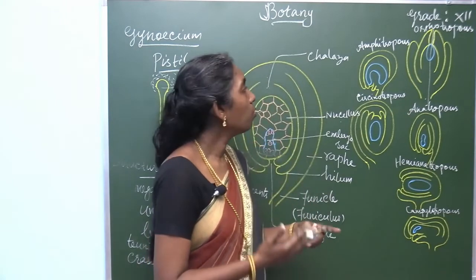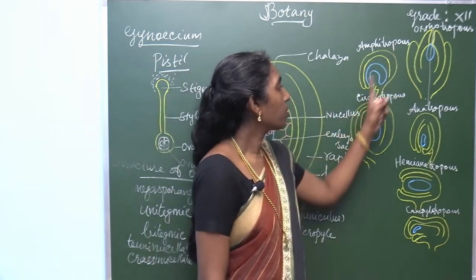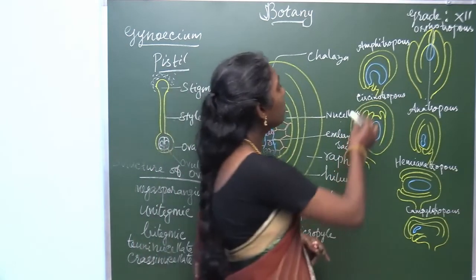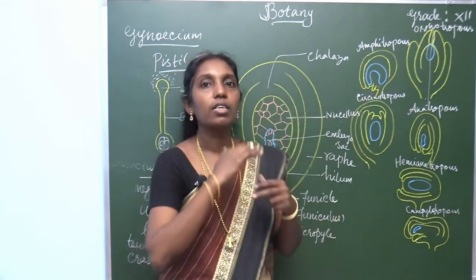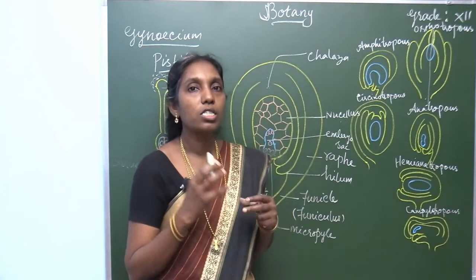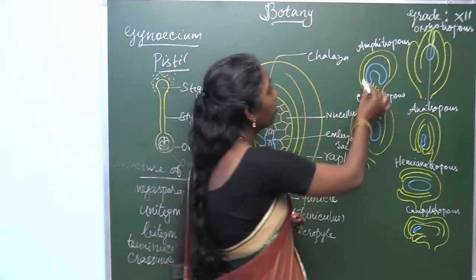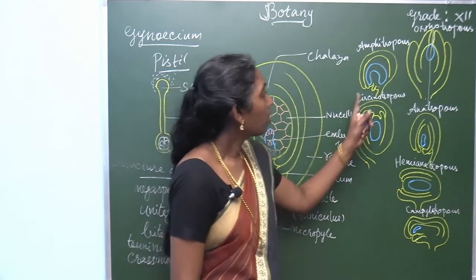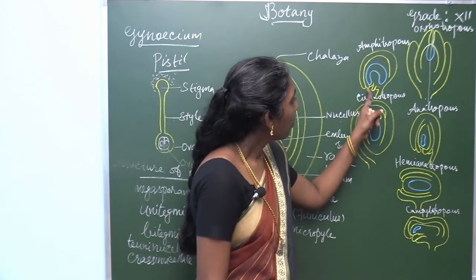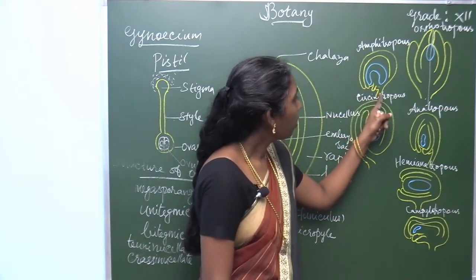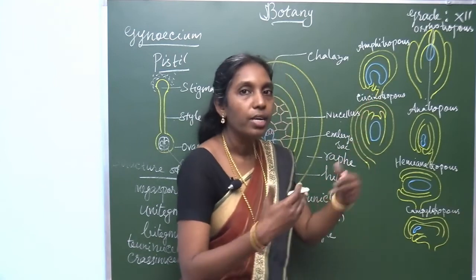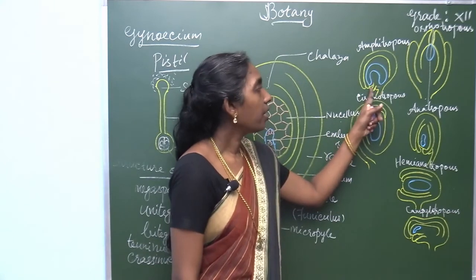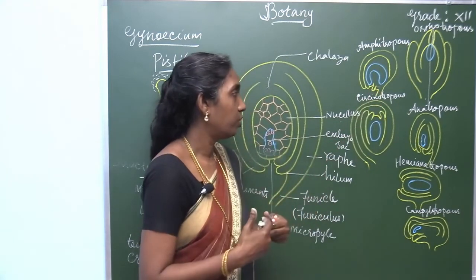Apart from this, there are two more types of ovule: amphitropous ovule and succinotropous ovule. In amphitropous ovule, the embryo sac is curved and looks like a horseshoe shaped structure. Here the micropyle, the funicle and the hilum are all very close to each other.